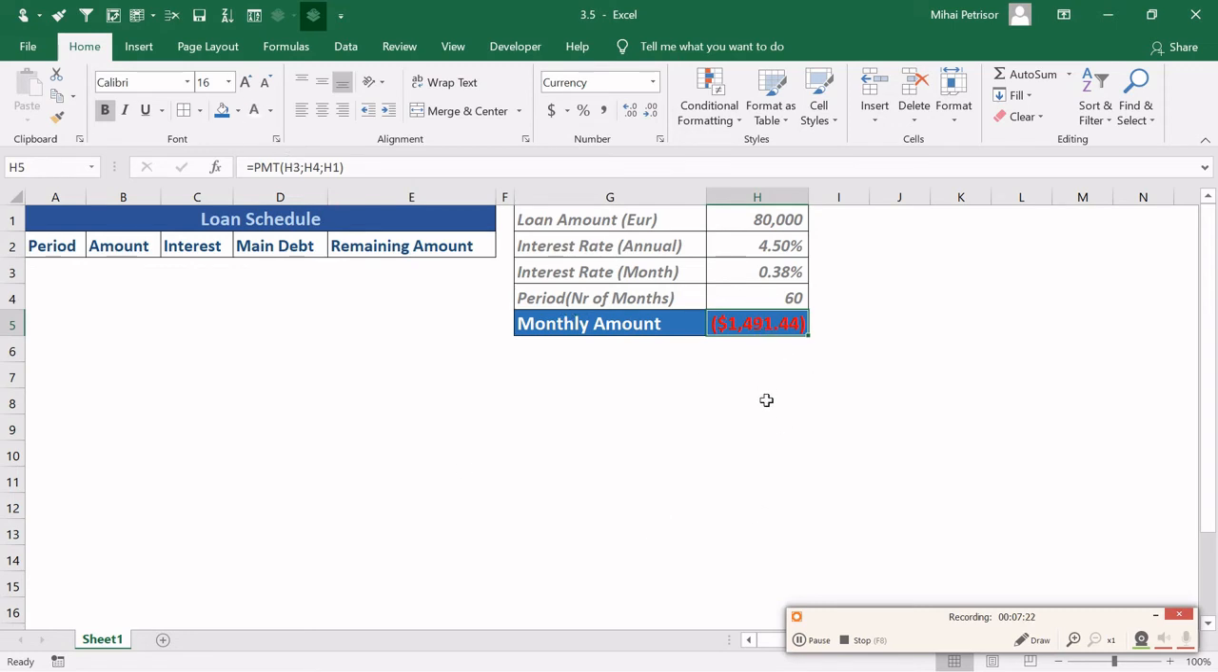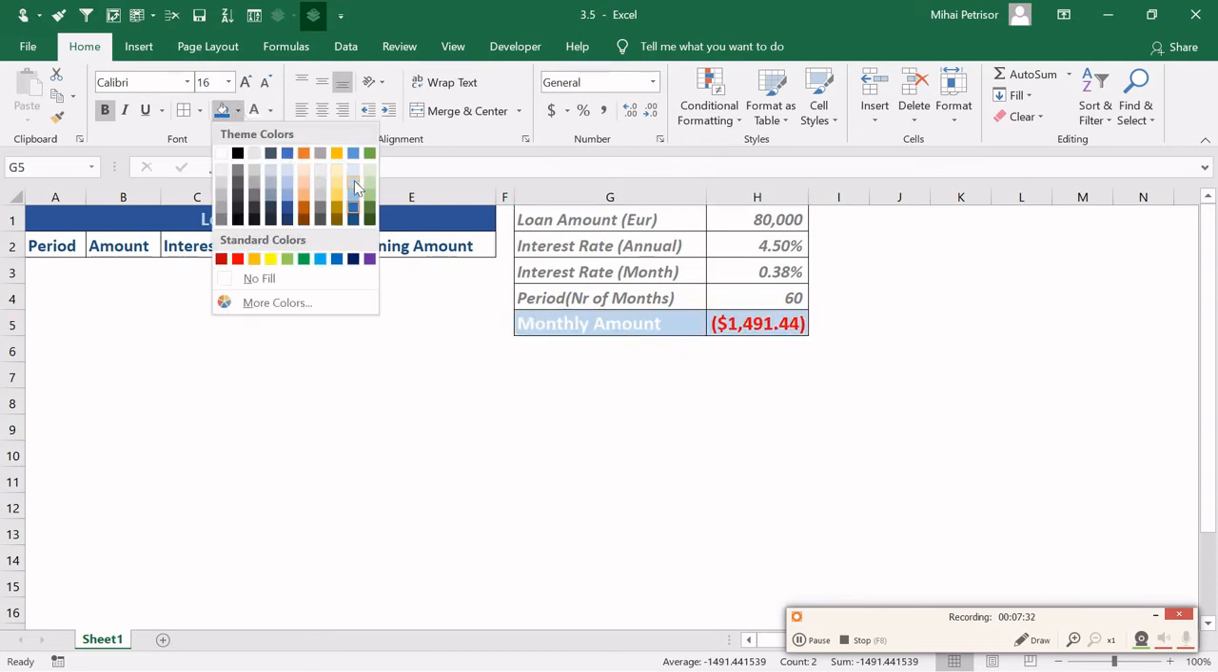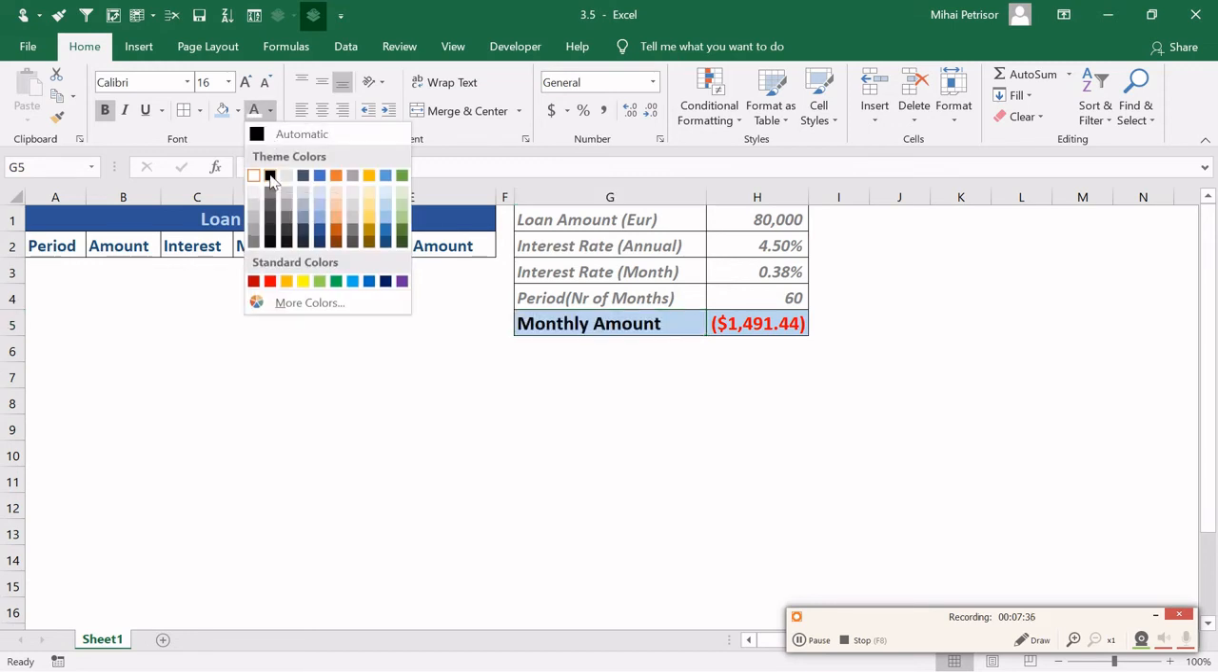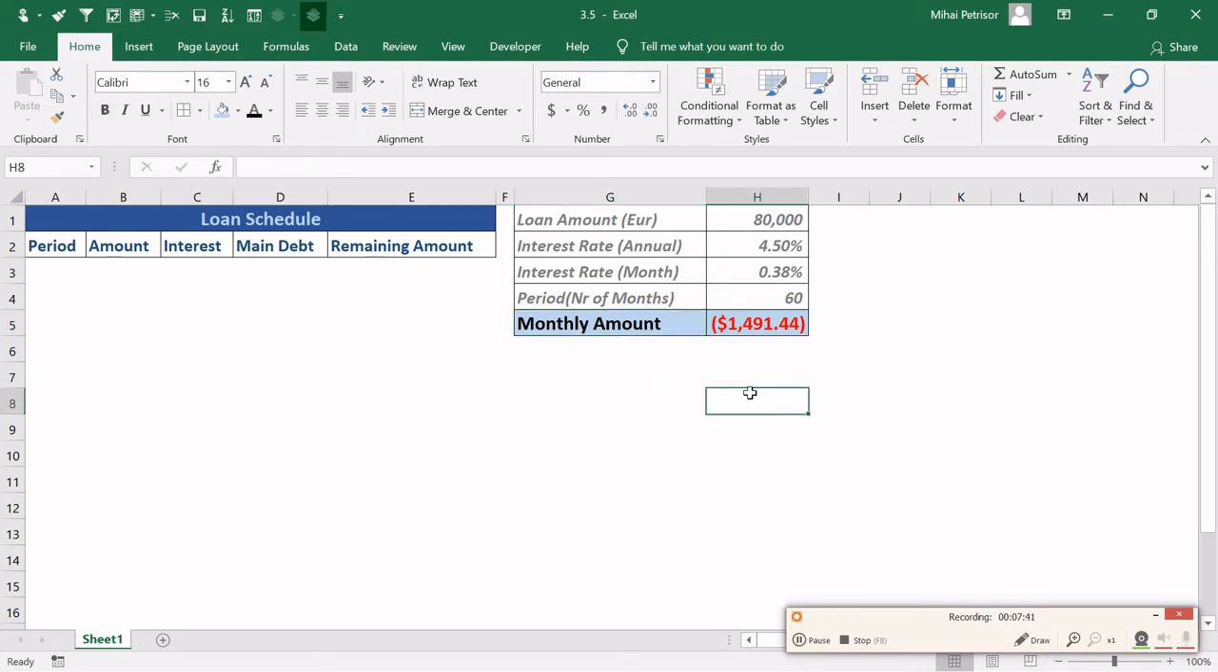We will see a great amount. It's red because PMT gives us a custom format, so I will make it light blue and change the font to black, and here we go. So we will pay 1,000 and almost 500 euro per month. Good. Let's take a simple calculation: multiply this by 60, meaning that we have an interest value of roughly 10k. This is our value for interest, just for you to see the impact of your loan on your pocket.